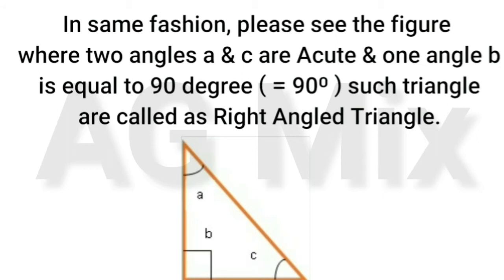In the same fashion, please see the figure where two angles A and C are acute and one angle B is equal to 90 degrees. Such a type of triangle is known as a right angle triangle. Please note that one angle has to be a right angle for the triangle to be a right angle triangle.